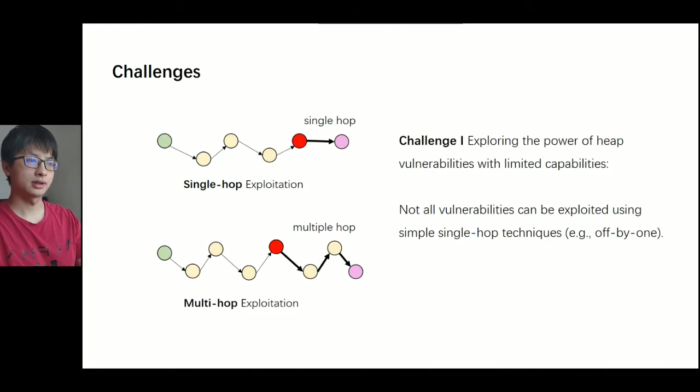The first challenge is exploring the power of heap vulnerabilities with limited capabilities. If we can corrupt sensitive data directly by triggering vulnerabilities, then there is only one hop between a corrupting state and an exploitable state. We call it single-hop exploitation. Otherwise, we have to improve the capabilities of vulnerabilities. We call this process multi-hop exploitation, which means there are multiple hops between a corrupting state and an exploitable state.